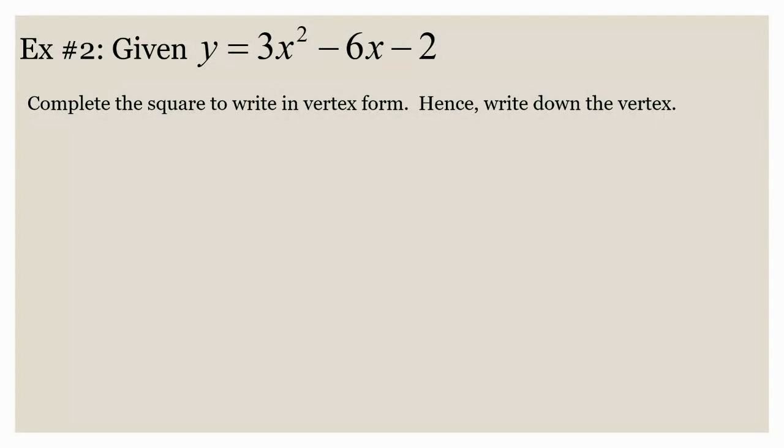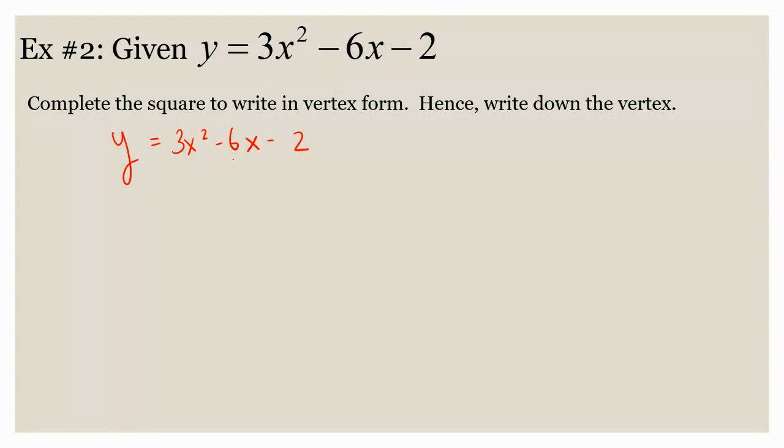Okay, so this is asking it a little bit different. Now this says complete the square to write it in vertex form, hence write down the vertex. So I'm going to do this a little bit differently. So I've got y equals 3x squared minus 6x minus 2. It's the same equation, but we're going to do it by completing the square.